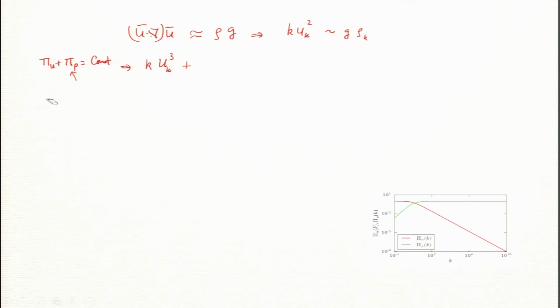So, what is the nonlinear term of the pi rho? It is u dot grad rho multiplied by rho, no? So, that will be pi rho, so rho k squared times k times uk. So, this must be constant. So, I will make it equal. Okay. So, how do I solve this equation now?